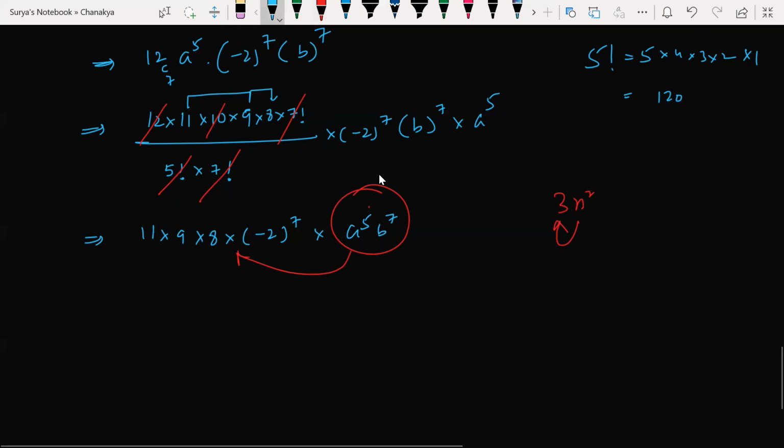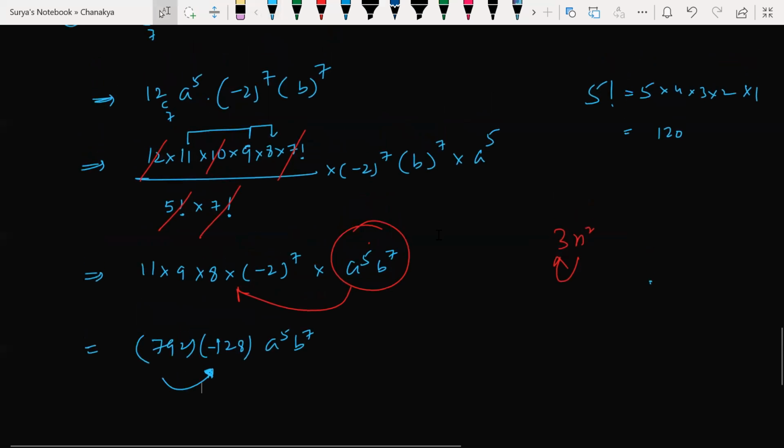792 is the coefficient, and minus 2 to the power of 7 is minus 128. So it is 792 into 2 to the power of 7. 2 to the power of 4 is 16, 2 to the power of 5 is 32, 2 to the power of 6 is 64, 2 to the power of 7 is 128. The power is an odd number, so minus 128. So if you simplify this, that is what your coefficient is going to be. Correct? Any doubts?